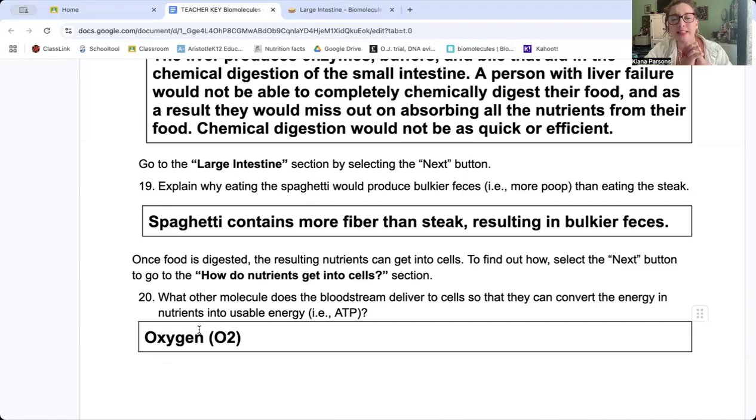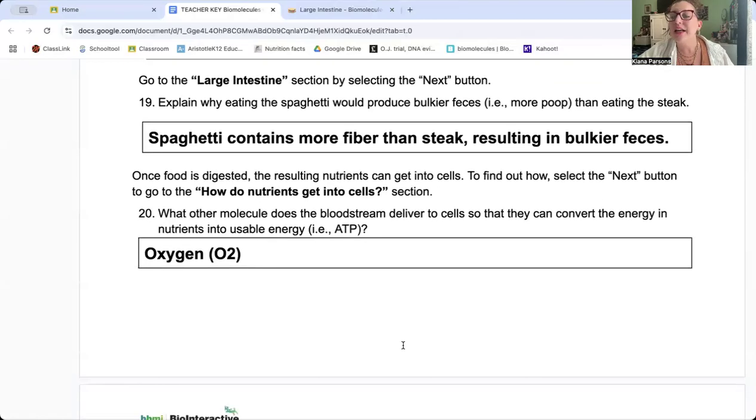So eating fiber is a good thing, and that's one thing that the American diet is severely lacking in: fiber. Eating fresh fruits and vegetables will provide you with a lot of fiber. Even spaghetti, which is a processed and cooked plant product, contains fiber. So eat celery. It's good for you. All right, once food is digested, the resulting nutrients can get into cells. To find out how, select the next button or go to how nutrients get into cells section.